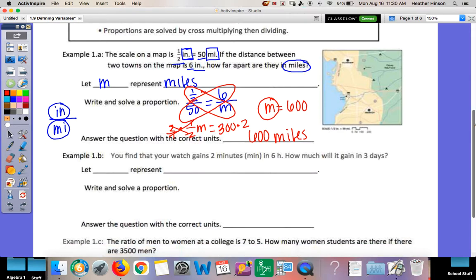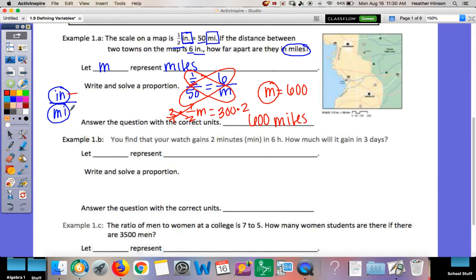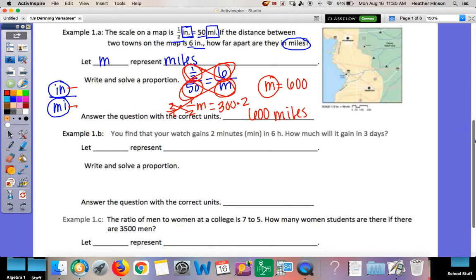So set up your proportion with the 2 items it gives you. Make sure you keep it in order. Inches are on top, so 1/2 was an inch, 6 was an inch. And then the miles that go with it go on the bottom. 1/2 was 50 miles, and we didn't know how many miles for 6 inches. Then we just cross multiply and either multiply or divide.